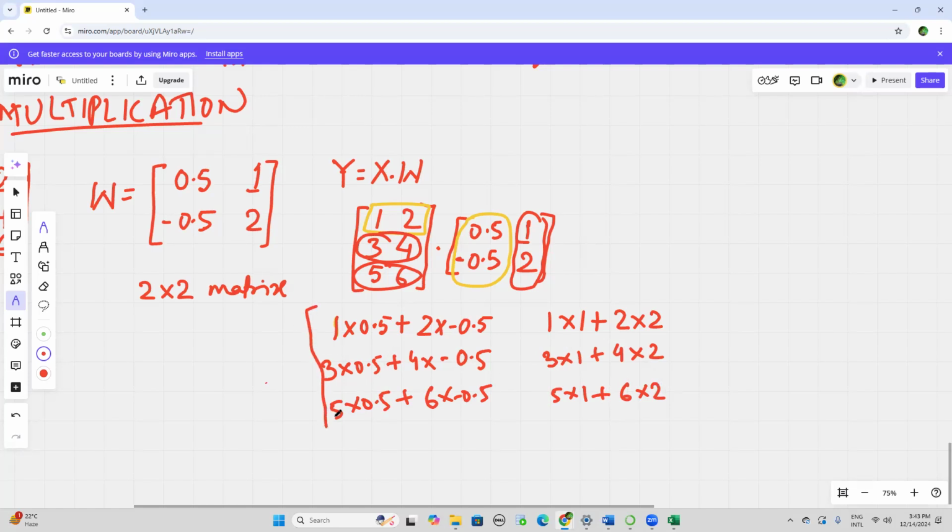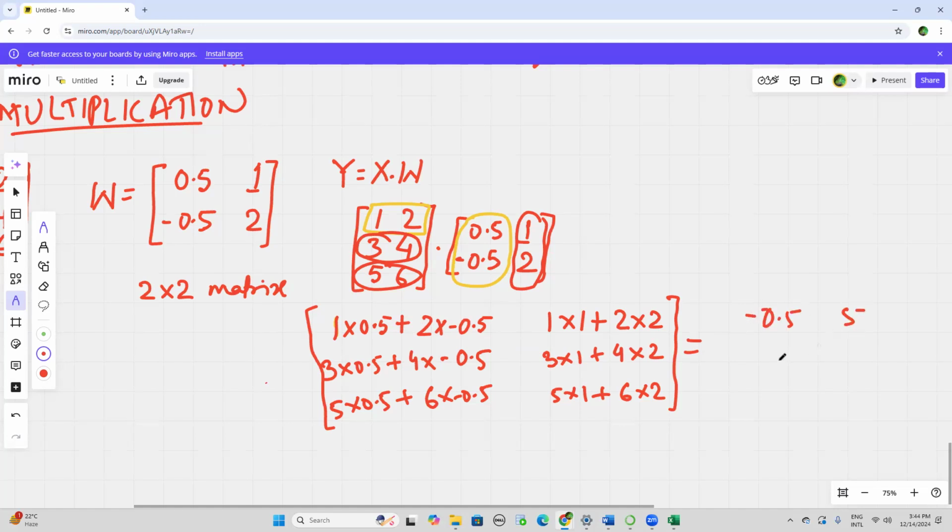So this is the matrix you will get after performing X multiplied by matrix W. This is the output. Then you have to do basic mathematics calculation. 1 into 0.5 will be 0.5. Then plus minus 2 into 0.5 will be minus 1. So 0.5 minus 1 will give minus 0.5. You have to do all those things. So finally, you will get here minus 0.5.